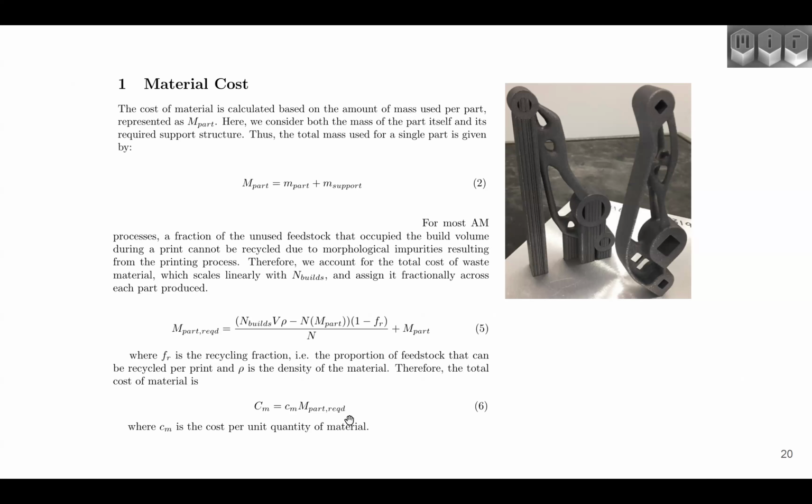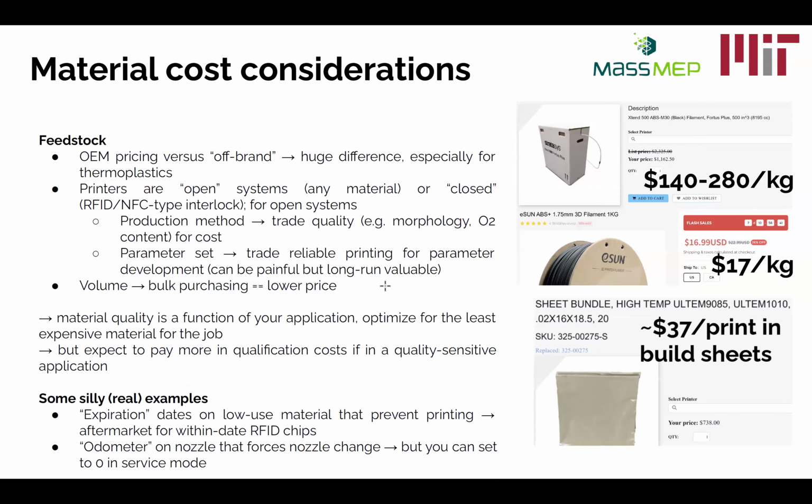And that's how we get to our total material cost on a per part basis. Now, to get out of the math, let me give you some practical concerns. How do we optimize our material cost in additive? First things first, what we need to understand is the OEM stuff is always way more expensive.